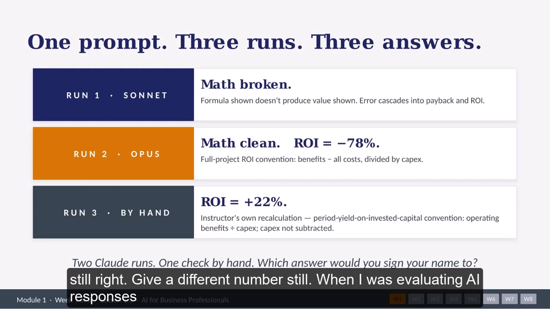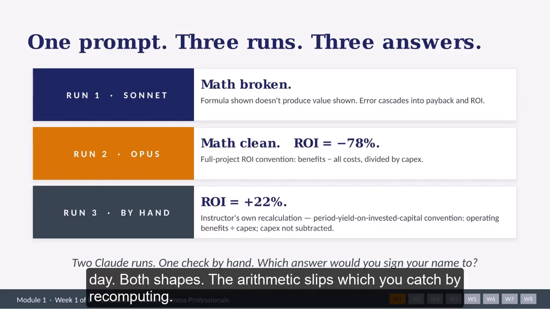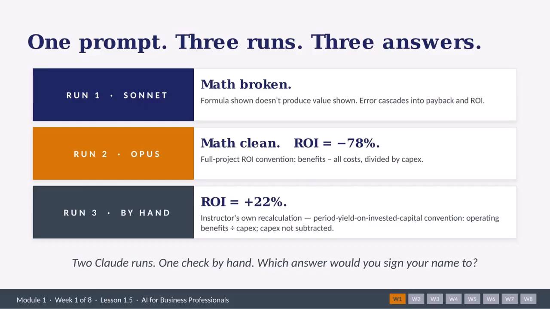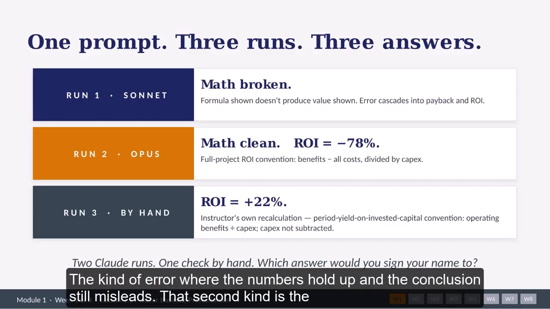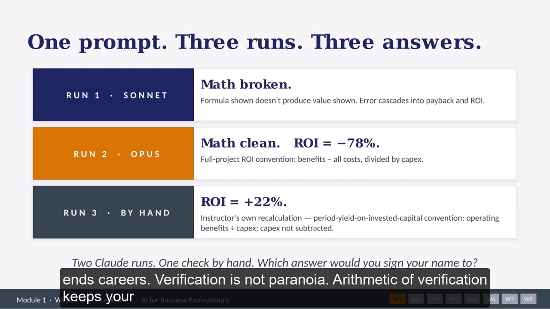When I was evaluating AI responses at a major AI firm in the finance domain, this is exactly the shape of error I marked every single day. Both shapes: the arithmetic slips, which you catch by recomputing, and the quieter ones, right math, wrong convention. The kind of error where the numbers hold up and the conclusion still misleads. That second kind is the one that survives review. That is the one that ships. And that is the one that ends careers.